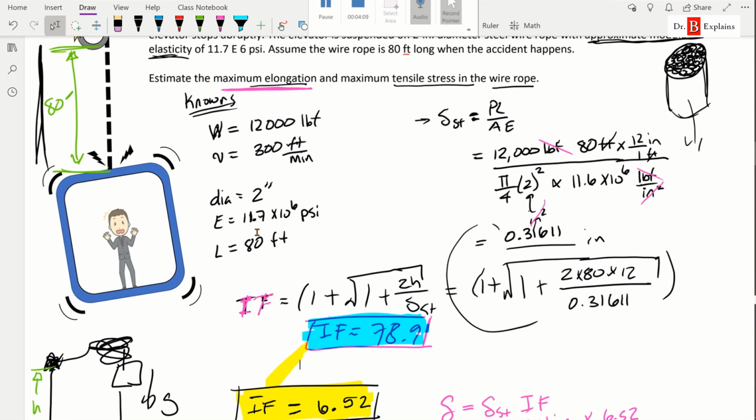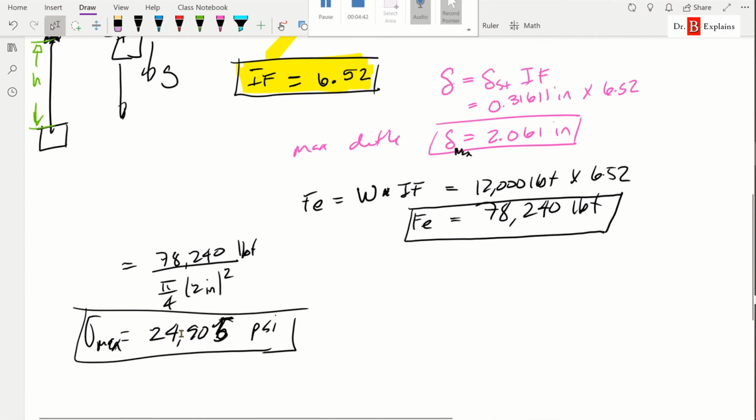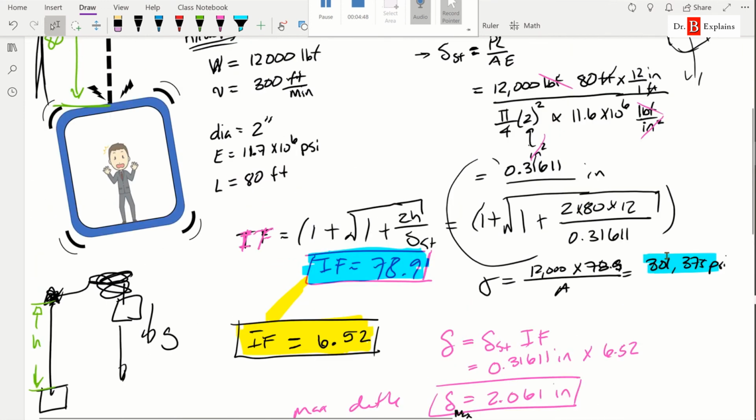So if I figure out that stress, which would be again 12,000 times 78.9 divided by that area, my calculator tells me that the stress would be 301,375 psi. So much higher than the value that we had observed. See, 24,000 psi, it's okay, it's reasonable. The cable would handle that, but 301,000 psi, probably not.